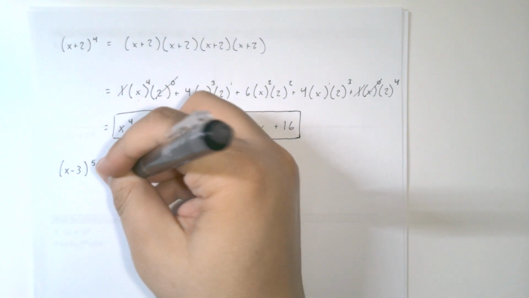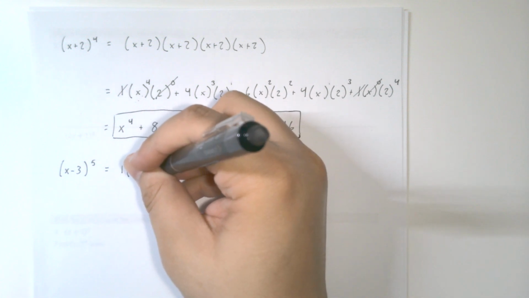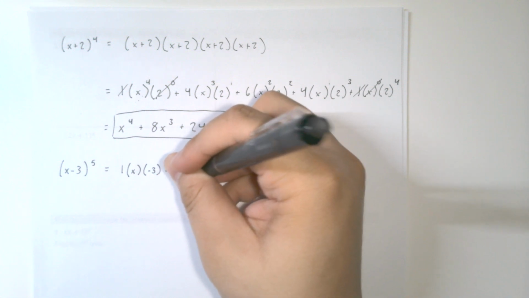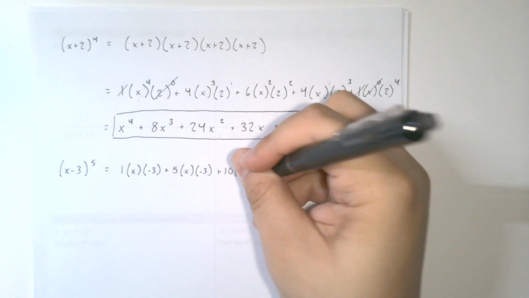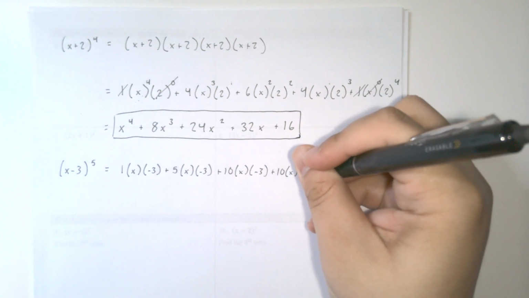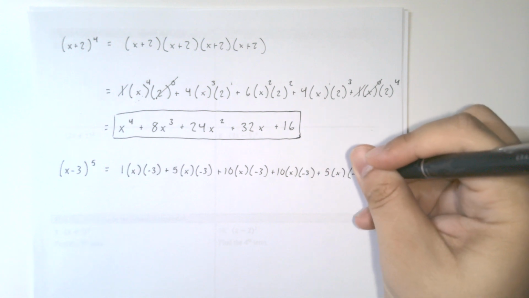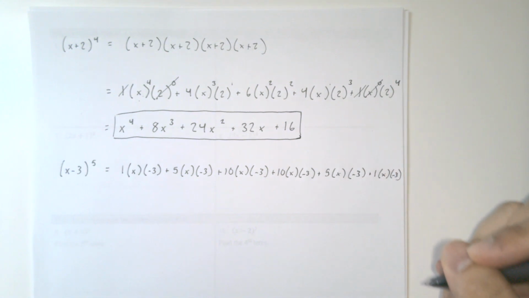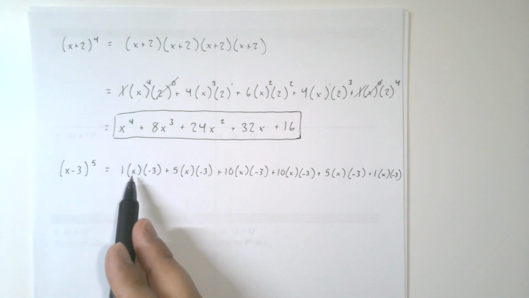So we have 1 times x, negative 3, plus 5 times x times negative 3, plus 10 times x times negative 3, plus 10 times x times negative 3, plus 5 times x times negative 3, and then plus 1 times x times negative 3. I'm going to have to write this a little bit smaller because this one gets a little bit long. Okay, just barely.